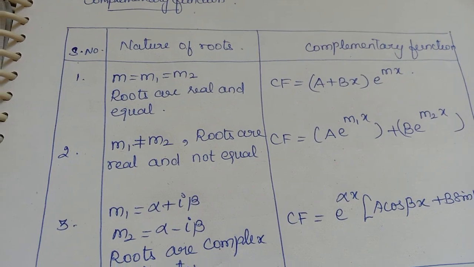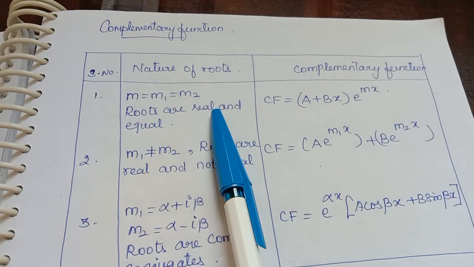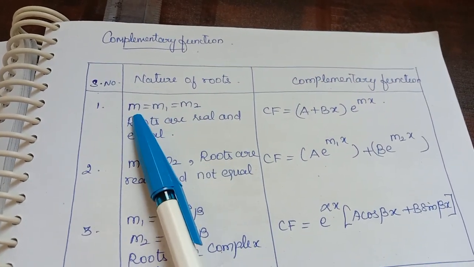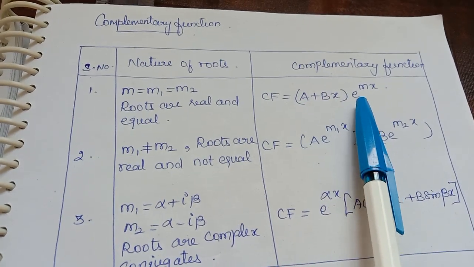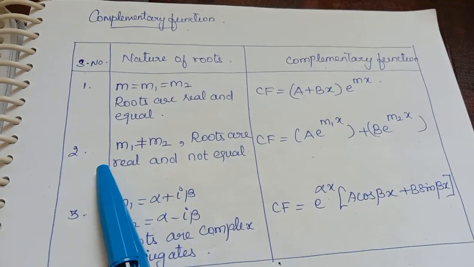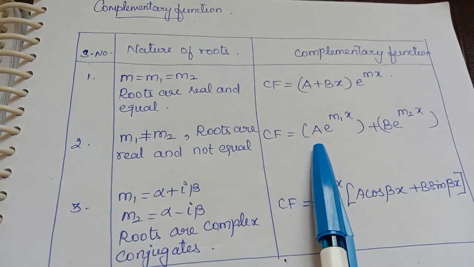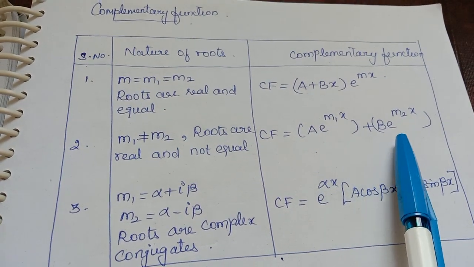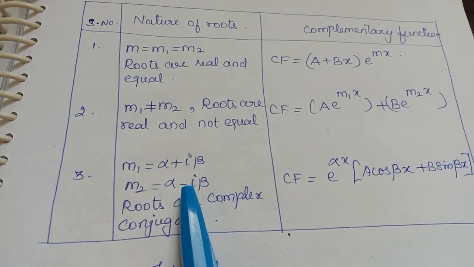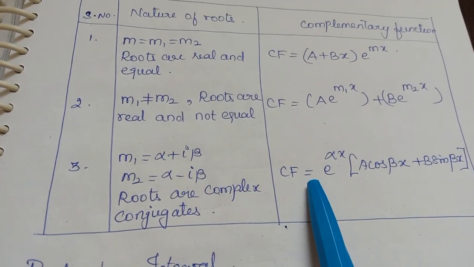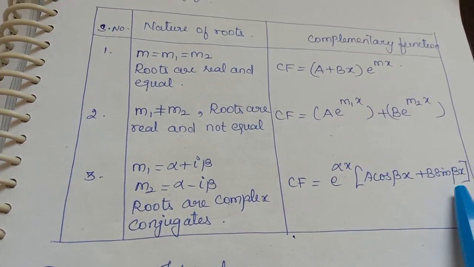Now I have tabulated the different cases here. When the roots are real and equal, m1 equal to m2 equal to m, in that case the complementary function is (a plus bx) into e power mx. When the roots are real and not equal, the complementary function is a e power m1x plus b e power m2x. When the roots are complex conjugates, alpha plus i beta and alpha minus i beta, the complementary function is e power alpha x into (a cos beta x plus b sin beta x).